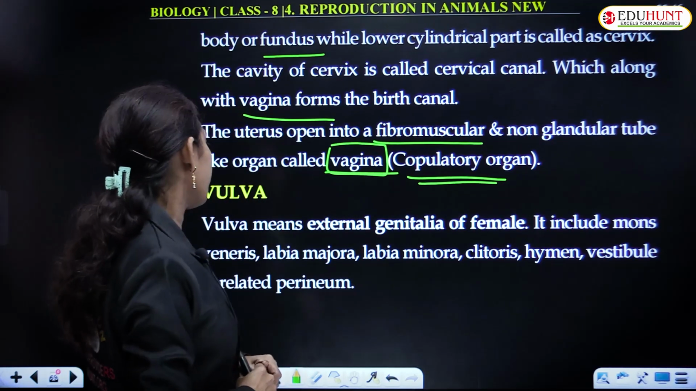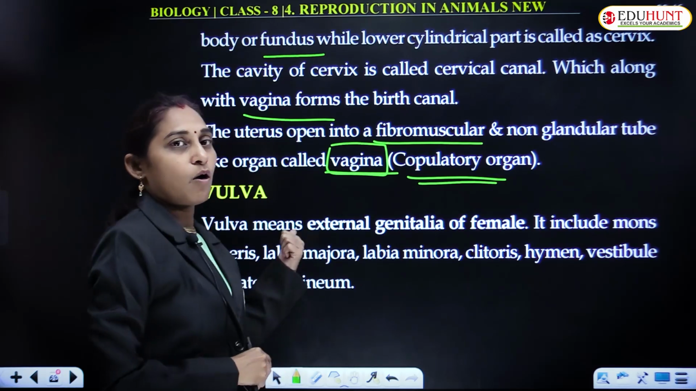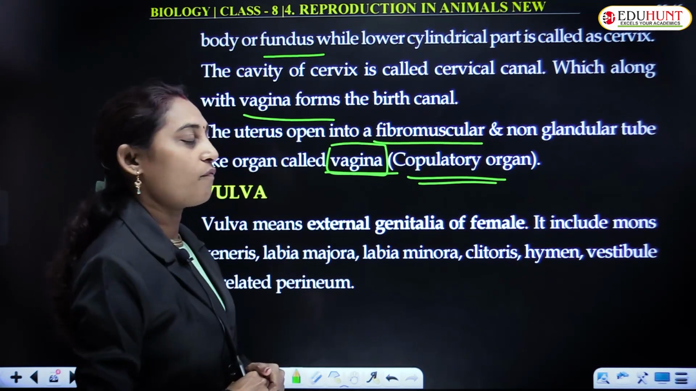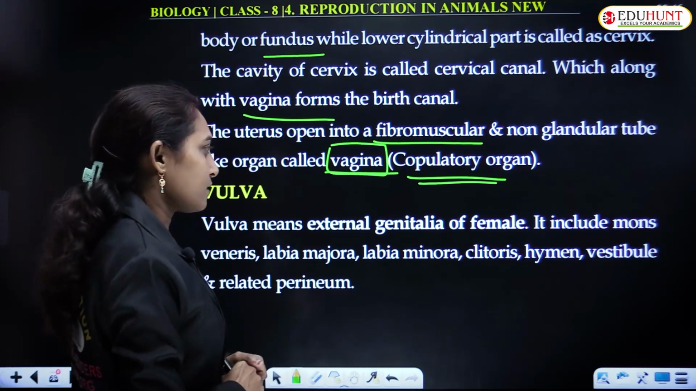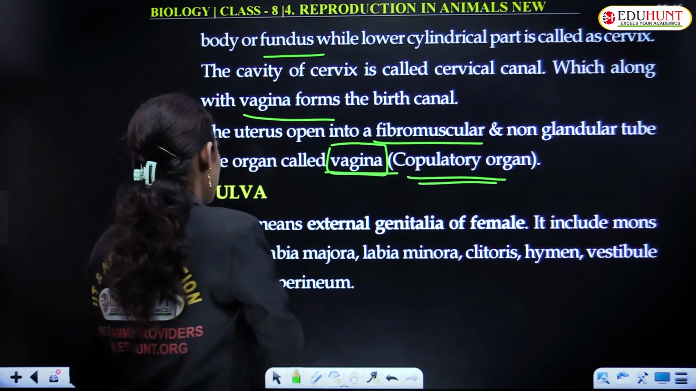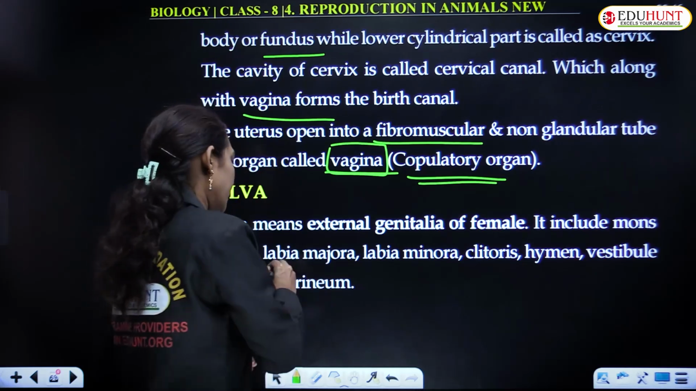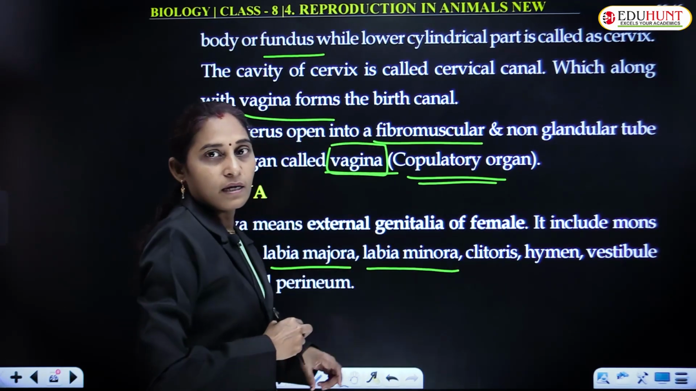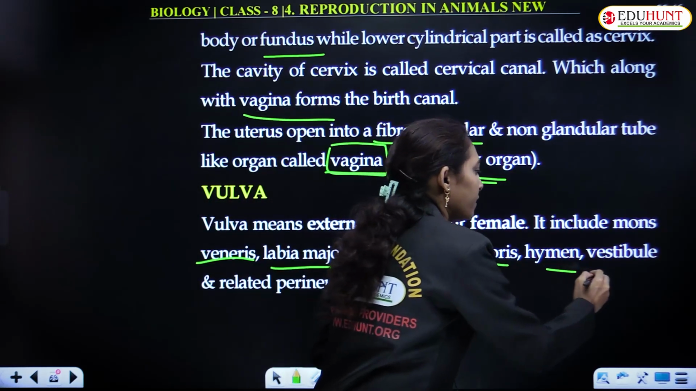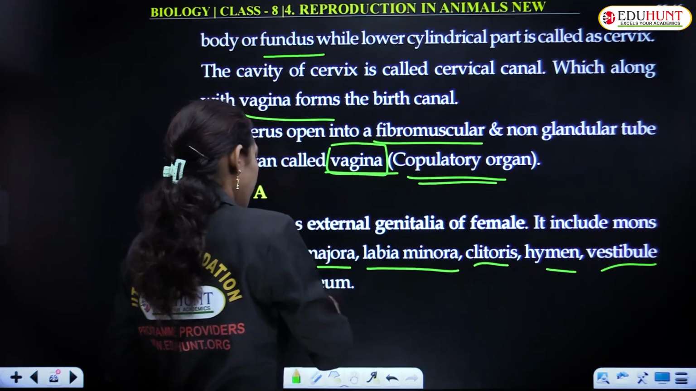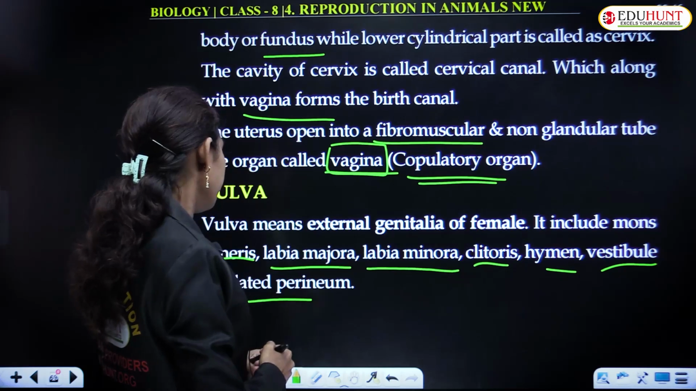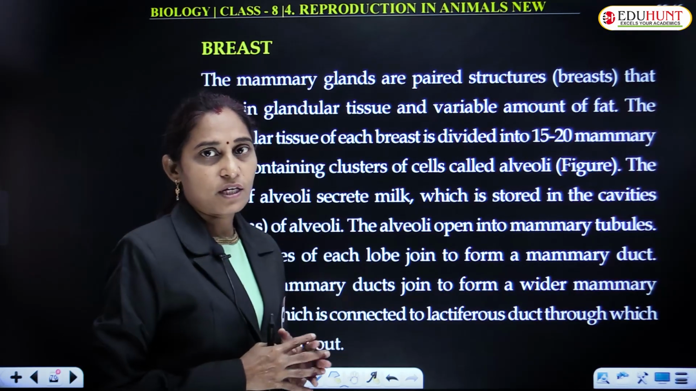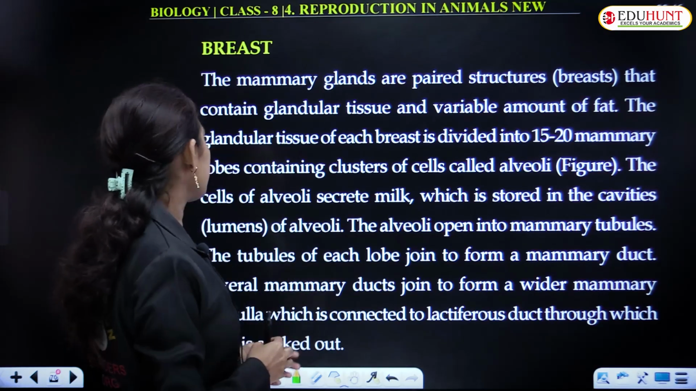And then the vulva. Vulva means the external genitalia of the female. It includes the mons veneris, labia majora and labia minora, clitoris, hymen, vestibule, and the related perineum. All these things are associated with the female reproductive system.